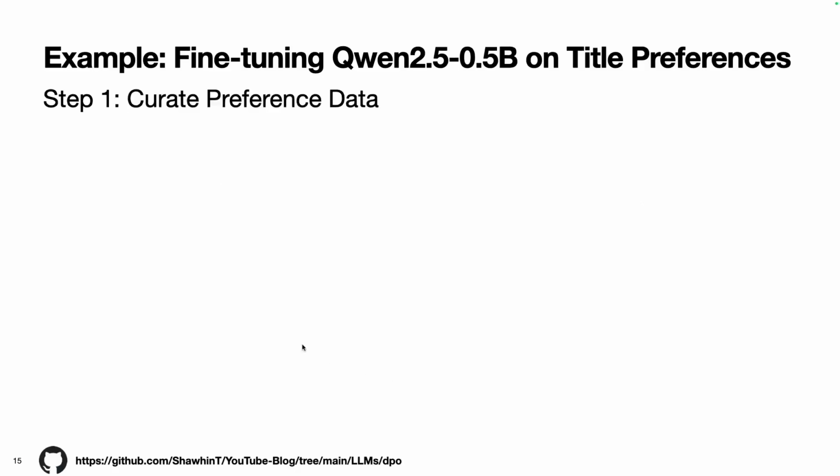Okay, so the first step is curating the preference data. This is the most important and most time-consuming part of the process. This is essentially the whole project, curating the preference data, because this is how we're programming the computer, how we're telling the model what's a good title and what's a bad title.